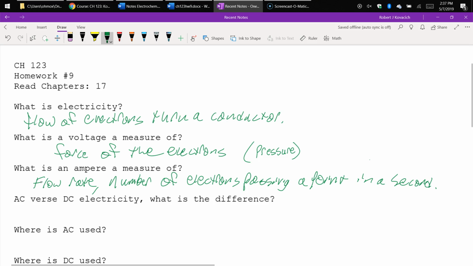Because remember, when current runs through a wire, it produces heat. So if a 20 amp outlet has 30 amps running through it and the circuit breaker doesn't pop behind it, then those wires will get so hot. What's going to happen? The insulator will melt, and then the positive and negative will touch each other, and then you'll have massive electron flow, which will catch anything near it on fire.